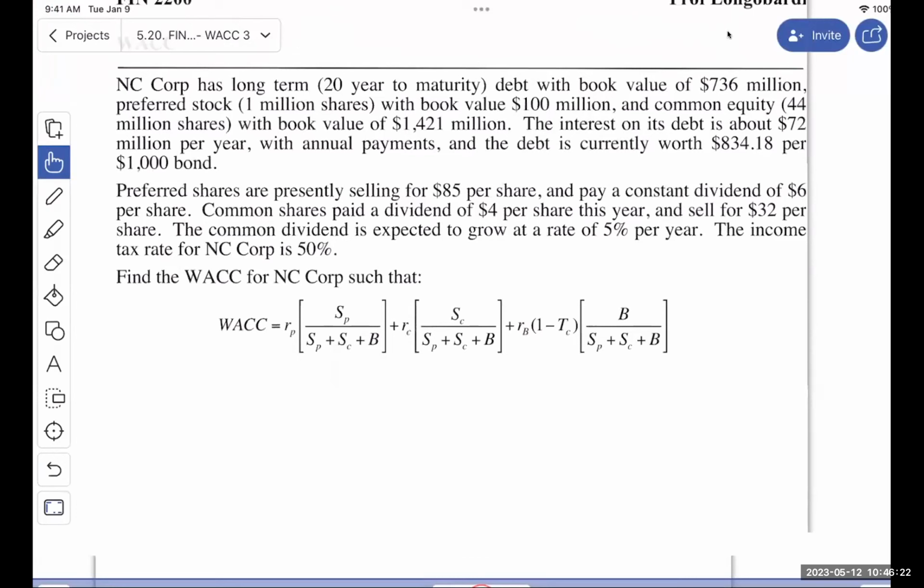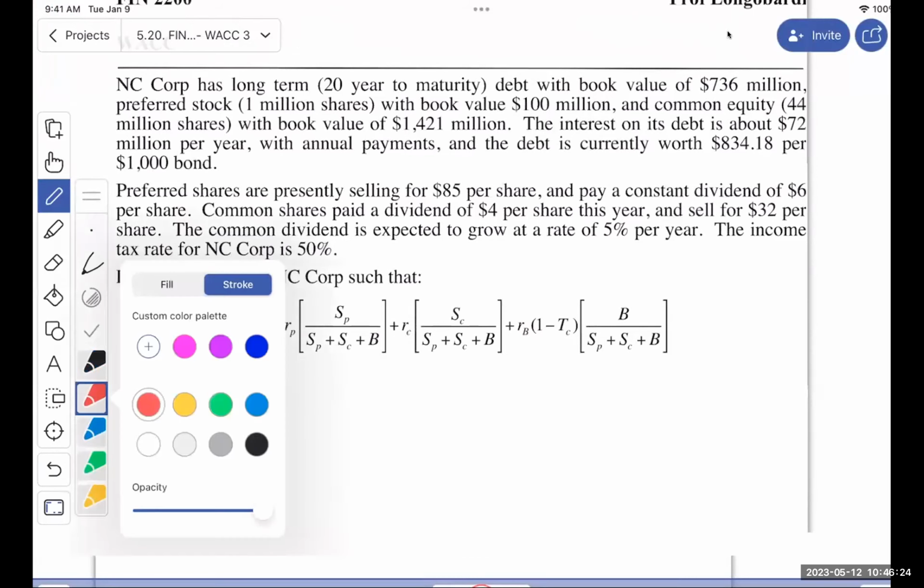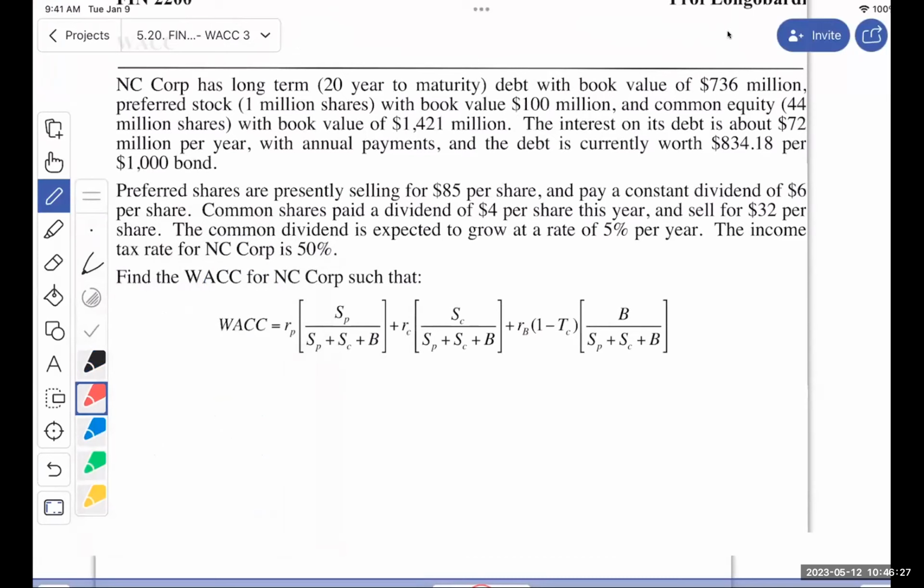Okay, so now we're going to do preferred. So for preferred stock, one million shares with a book value of 1 million. Preferred shares are presently selling at $85 per share, with a constant dividend of $6 per share. And that's it. Okay, so that's the information you have for preferred.